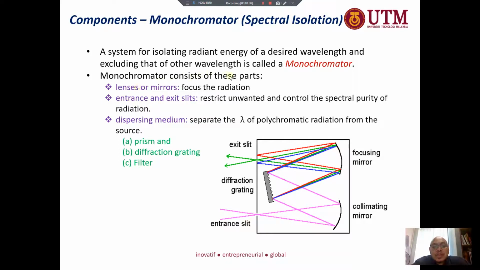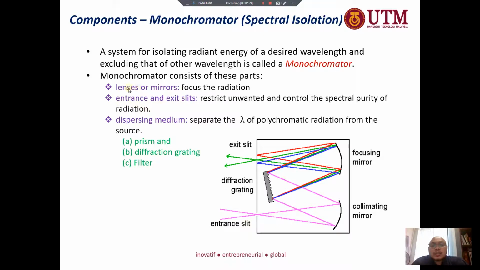Okay, the monochromator consists of these parts: lenses or mirrors to focus the radiation, and entrance and exit slits, here and here. The purpose of the entrance and exit slits is to restrict unwanted radiation and control the spectral purity of the radiation. And then the third component of the monochromator is the dispersing medium. In dispersing medium, we have three common kinds: prism, diffraction grating, and filter. So it can be asked in the test or examination, please describe the parts of the monochromator.